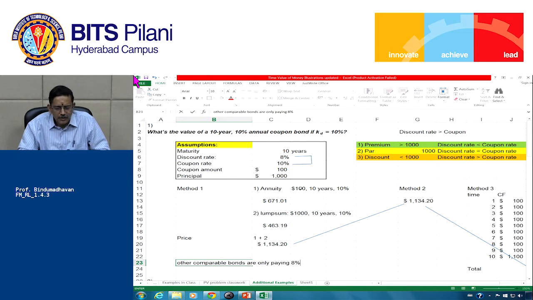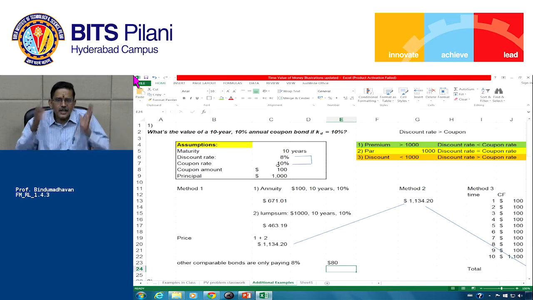8%. So if other bonds are paying 8%, that means what? You will only get $80 from other bonds. So if other bonds are paying 8% interest, they are going to pay only $80, and your bond is paying $100. Why will you give your bond away for 1,000 rupees? Will you? If you sell your bond at par, for $1,000, and then you turn around and try to invest in another bond, that will only pay $80. Whereas right now, if you hold on to your bond, you are going to get $100.